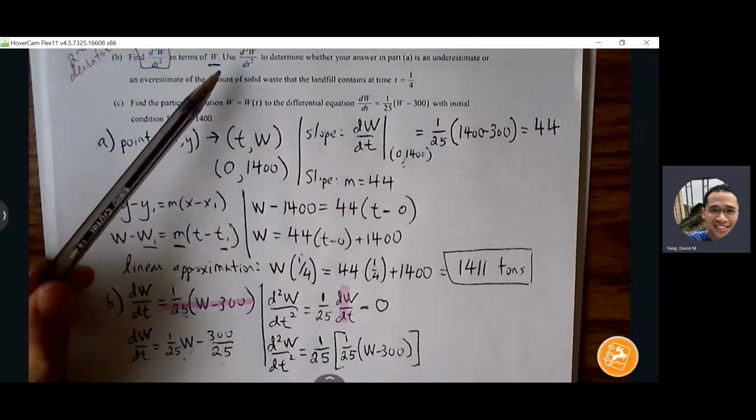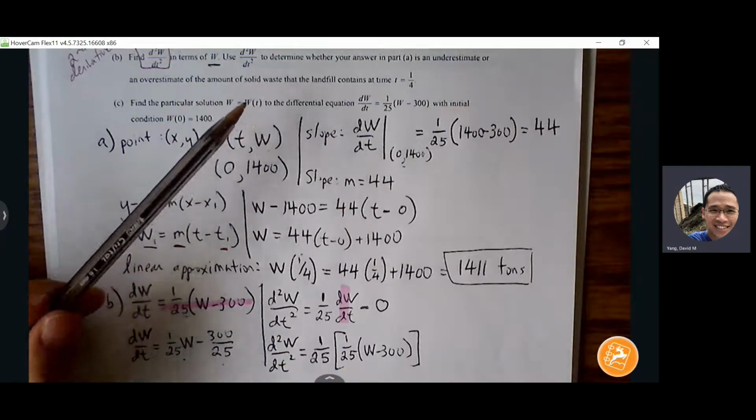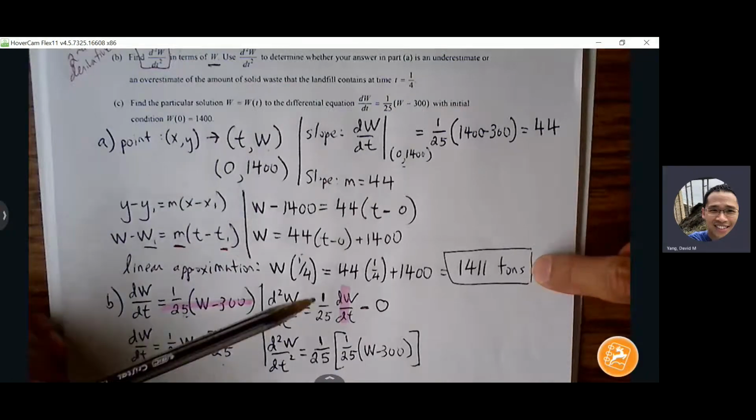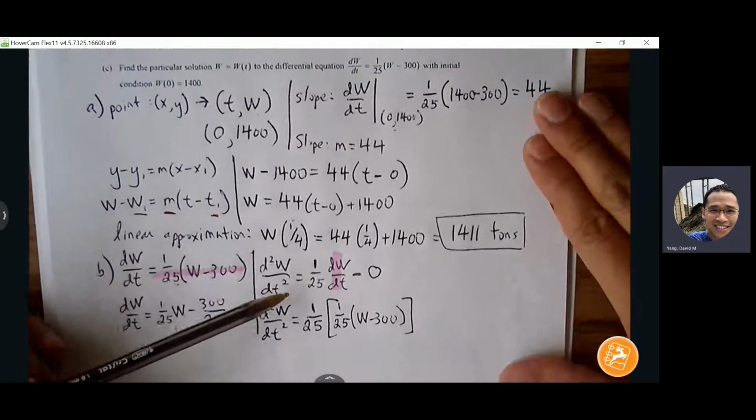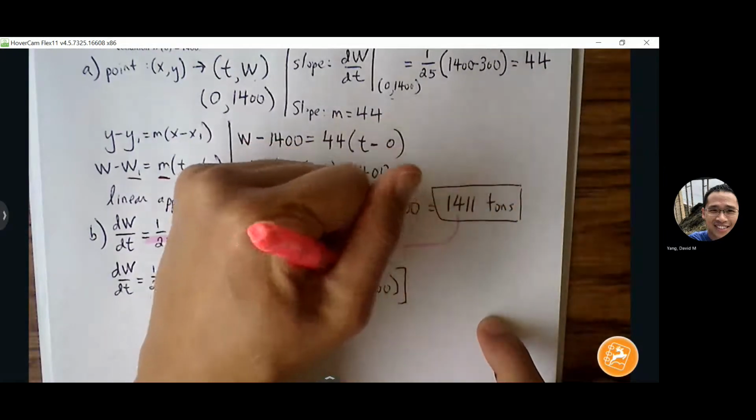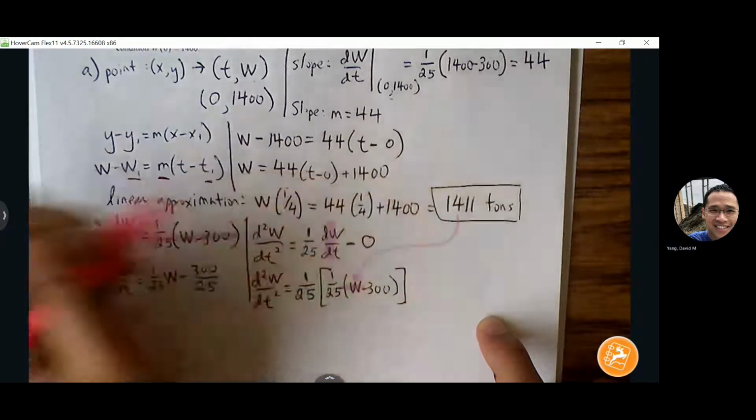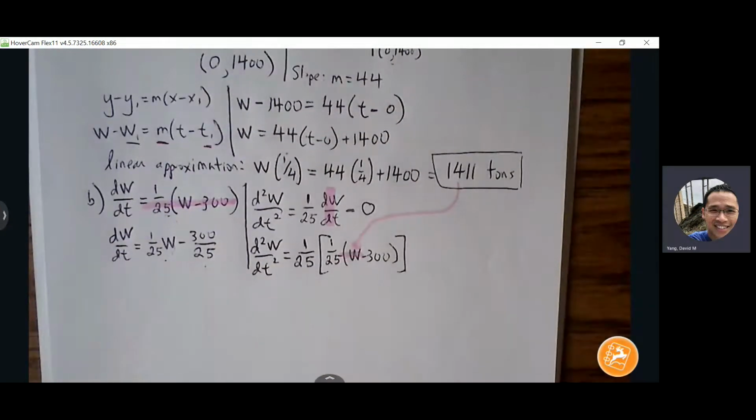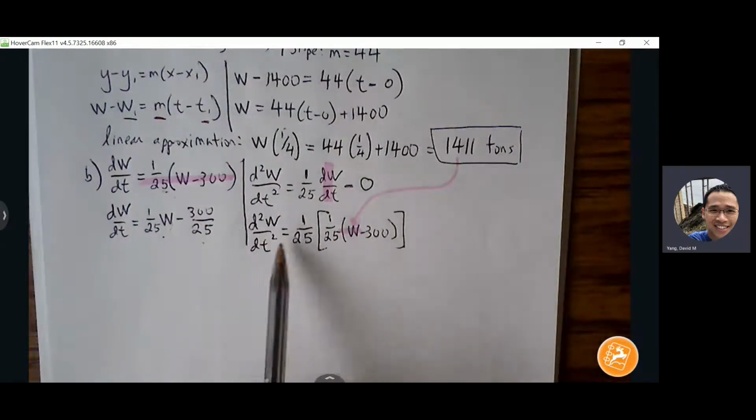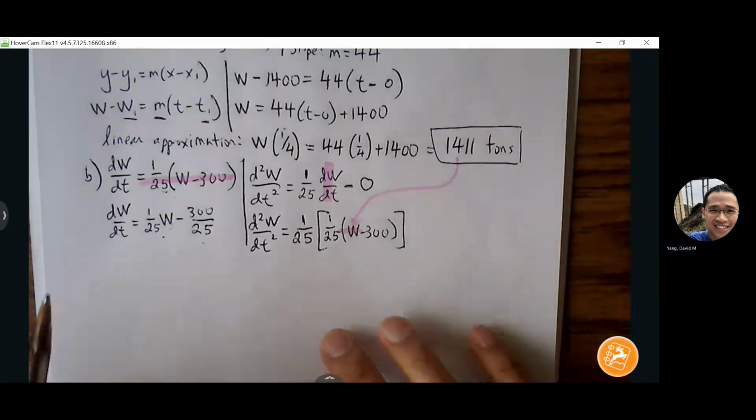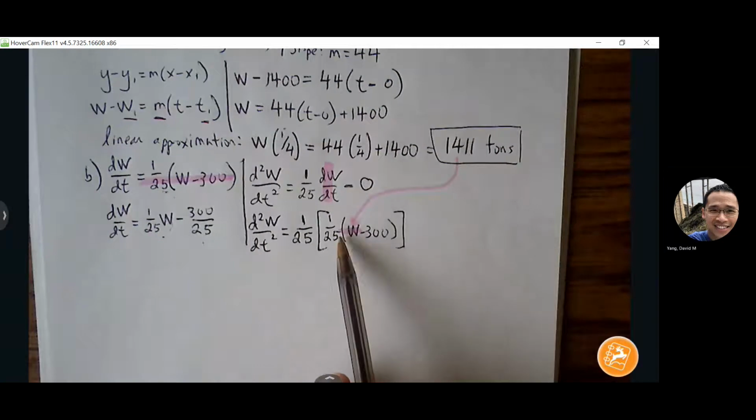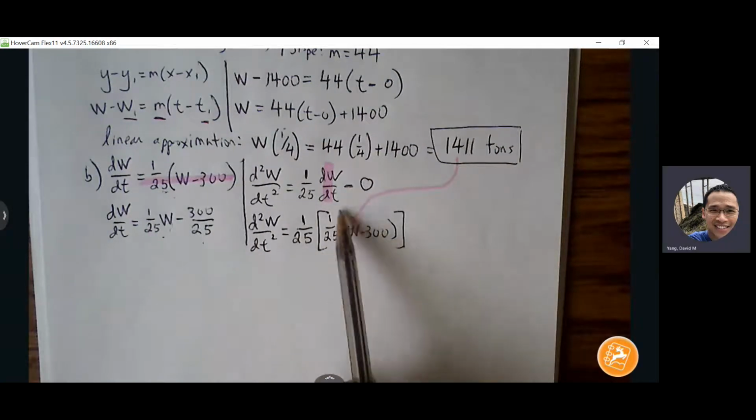Okay, so it says use the second derivative to determine whether your answer in part A is an underestimate or overestimate. We know that our w value is 1400. If I insert 1400 in for w, we don't have to do the math. We can just look at the number here. If I enter that in, what sort of second derivative value am I going to get? Am I getting a positive or negative value?